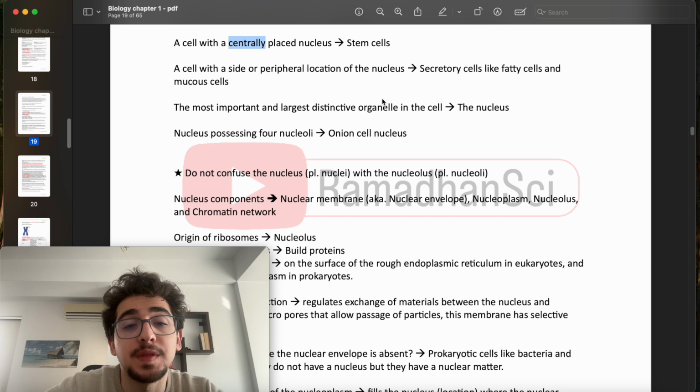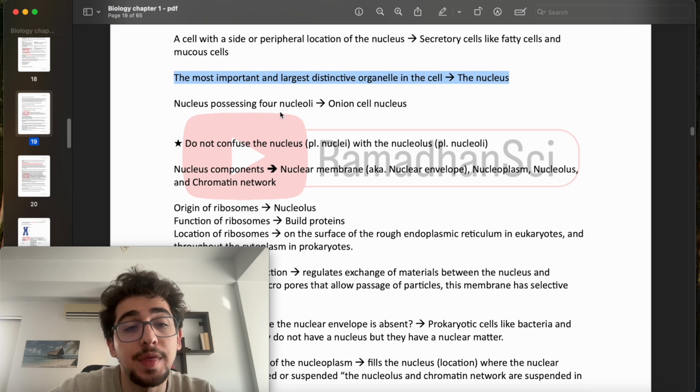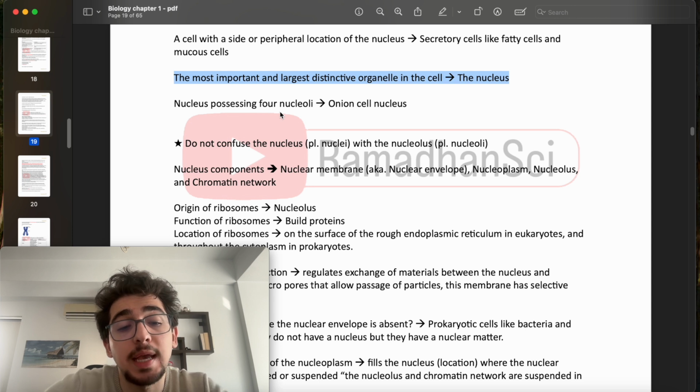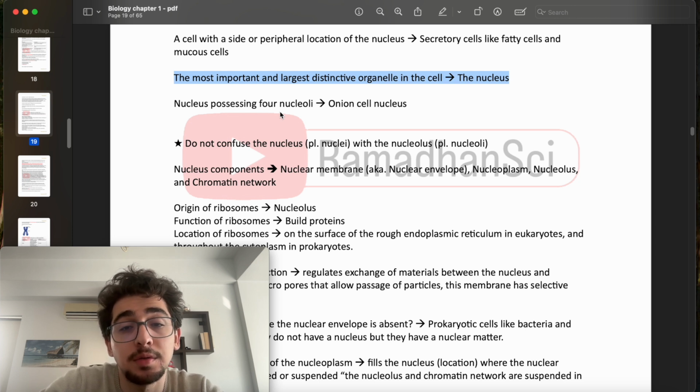The book describes the nucleus as the most important and the largest organelle in the cell. So also be careful of blank questions here, or give an example for each of the following questions. The nucleus usually possesses a single nucleolus, but it's possible to have more than one nucleolus. For example, in the onion cell nucleus, we can have 4 nucleoli here.